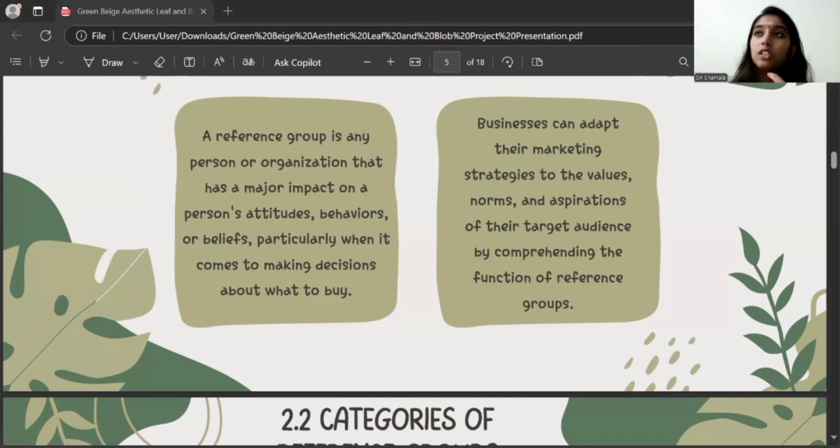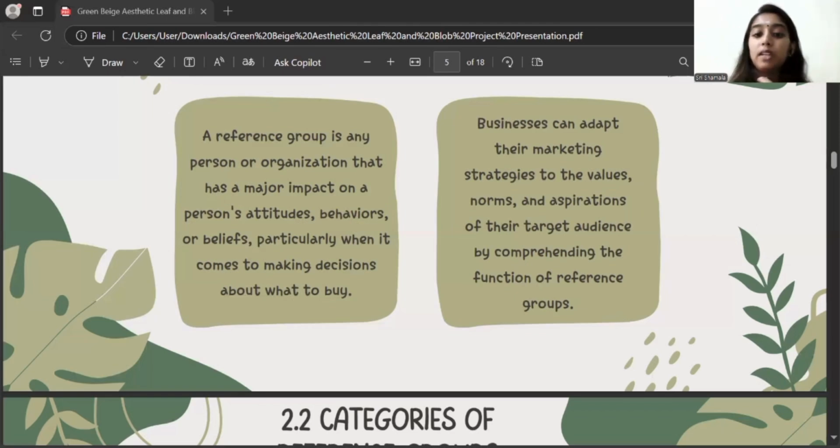So, for example, sometimes your family can influence you to buy a certain type of food or brand and stuff. Also, if you have a celebrity you admire, sometimes you want to purchase the luxury items which they use.